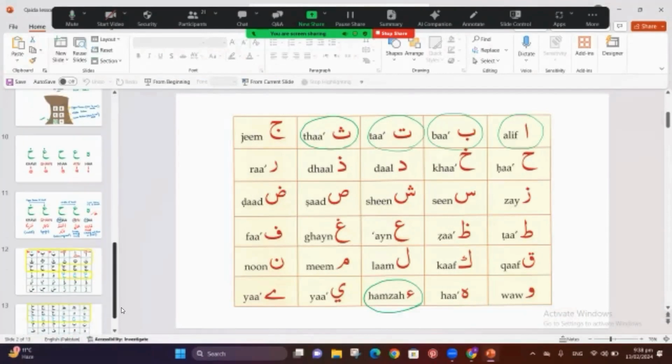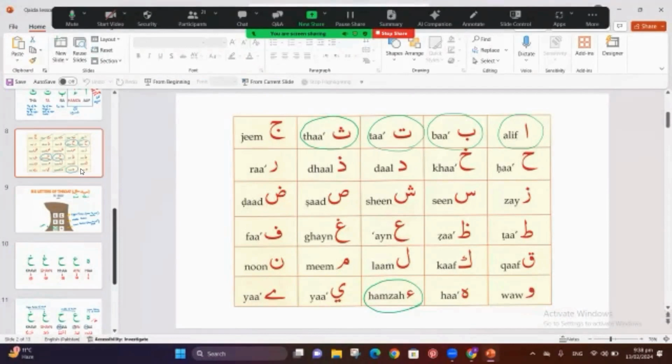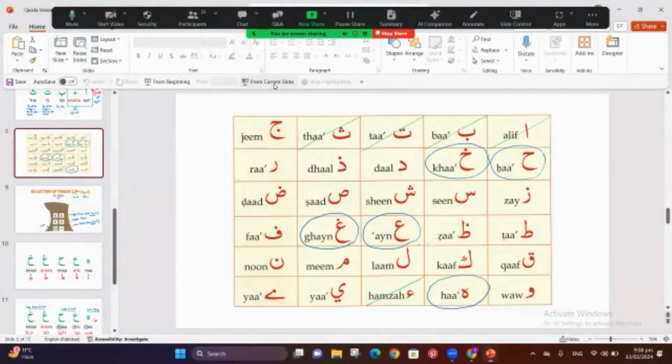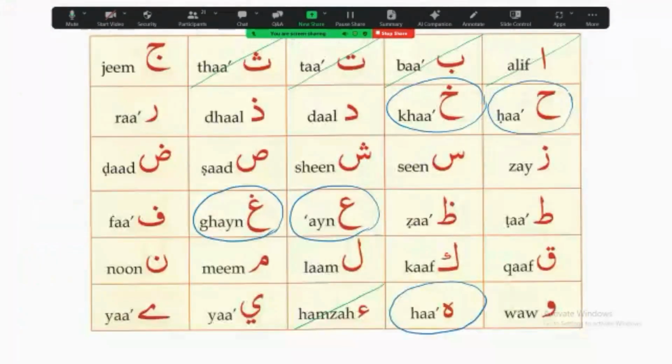And these are again 5 letters, and the reason I picked those letters, I will inshallah be telling you as well. So I have marked the letters that we did yesterday, and I have encircled these letters that we will do today inshallah. So these are the 5 letters.